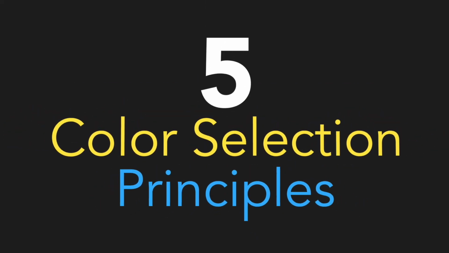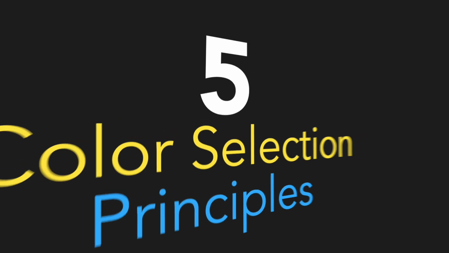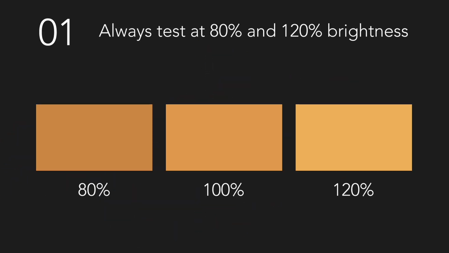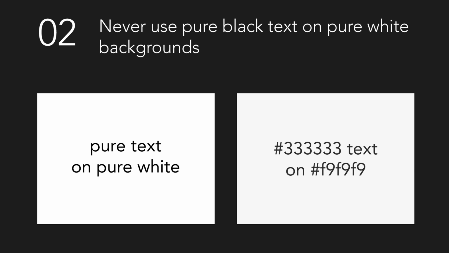Here are 5 color selection principles I've developed over 25 years that you can apply immediately. First, always test your colors at 80% and 120% brightness, because that's the range they'll appear across different devices. Second, never use pure black text on pure white backgrounds. Use a shade of black like 333333 on a shade of white like F9F9F9 to reduce eye strain and create a more sophisticated look. I'm not sure how well you can see the difference in the video, but there is a subtle one.